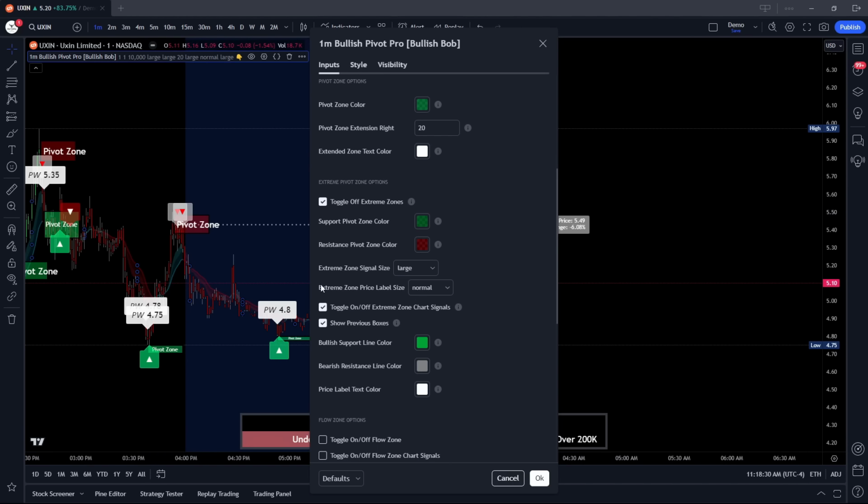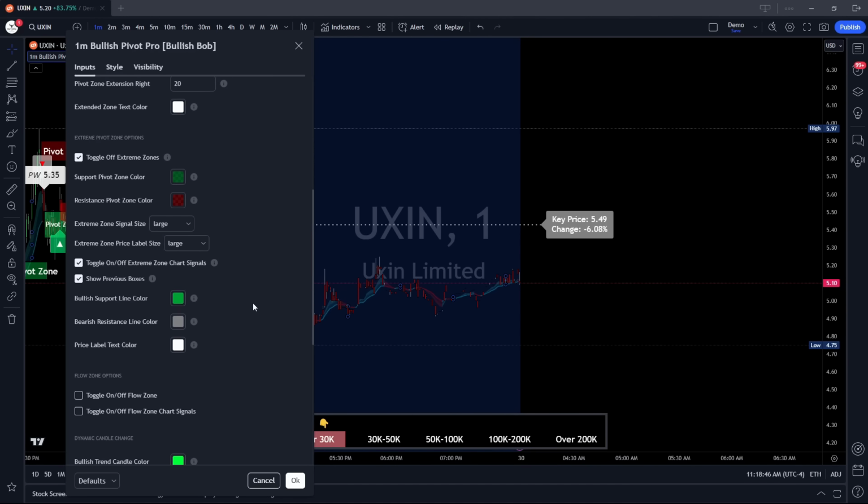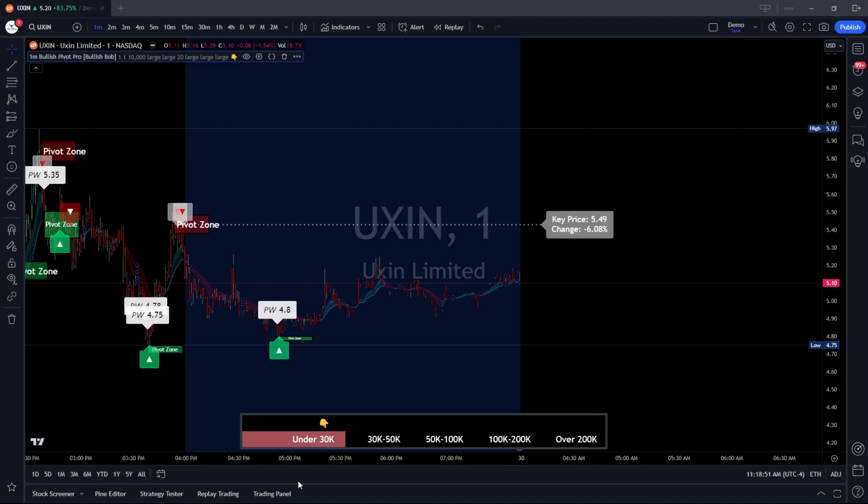There it is. And then the extreme zone price label size. So that's going to be this one. It's a tongue twister, but that's this one right here. If you hit large on that one, same thing, increase the size, make it a little easier to see. And really, it's up to you. If it's my own charts, then typically I'll have it smaller, but we added the option in case you would like to see it a little larger. Hit OK, and there you go.